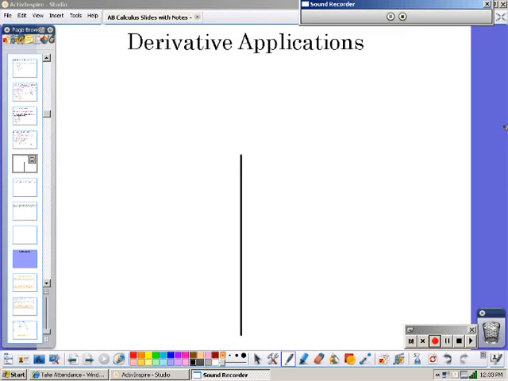We're going to continue looking at derivative applications today. In particular, we're going to look at some ideas about rate of change. Let's start out with a familiar graph.